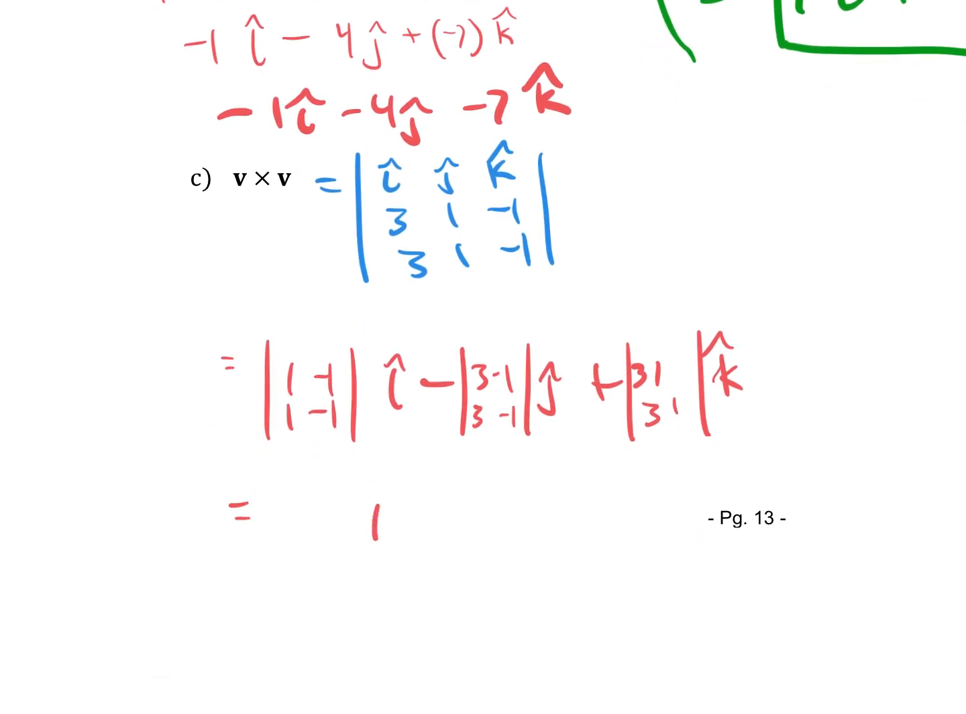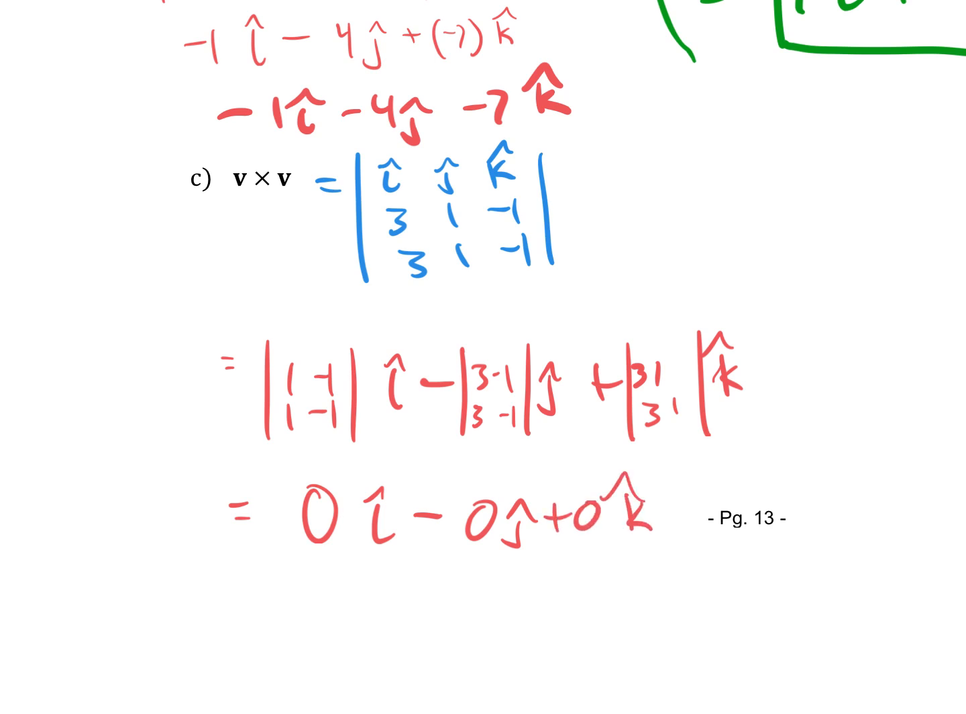And with that, we do our determinant for our two variable matrix. And we end up with 1 times negative 1 is negative 1 minus negative 1, which is 0. 3 times negative 1 is negative 3 minus negative 3, which is 0. 3 times 1 is 3 minus 3, which is 0.